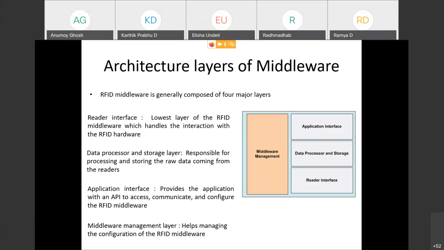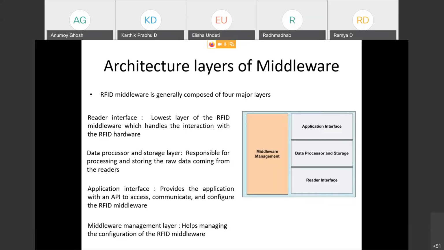And then comes the data processor and storage. As I have told you, after the data is retrieved from the reader, the middleware will be responsible for processing the data. Processing means it will be smoothing the modulated signal by removing the contaminated noise, and for that it employs a matched filter technique. Then there will be demodulation, after which you will get some binary pulse data, and from that pulse the binary data will be extracted, and then it will be given to the application interface.